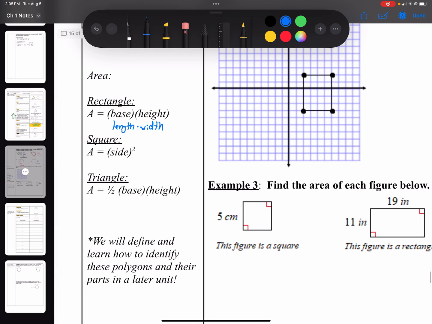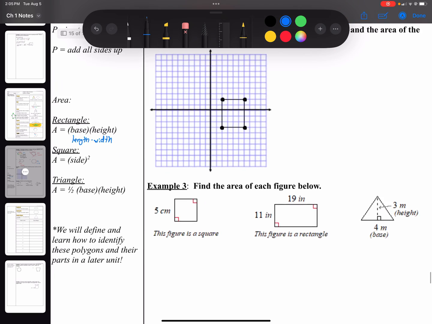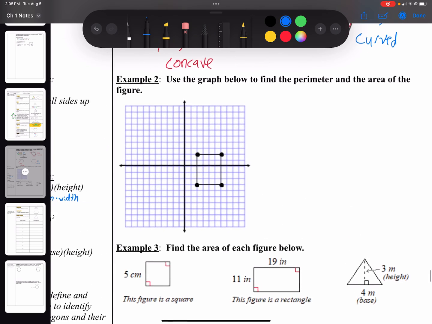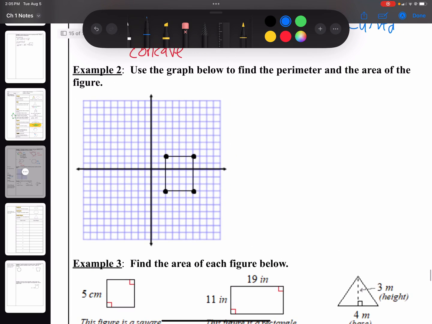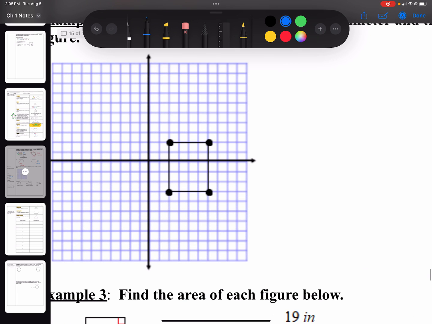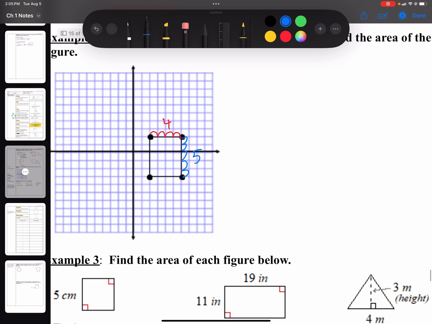Now we're going to define and learn how to identify all these polygons in a later unit that you see here. But for now, let's follow these directions. Use the graph below to find the perimeter and area of the figure. Okay, well, these are horizontal lines, so we don't have to use the distance formula. We are allowed to count them. This has a length of 1, 2, 3, 4. This is 1, 2, 3, 4. Okay, that's 4. This has a length of 1, 2, 3, 4, 5. So that is a rectangle. It's 4 by 5. So that's 5, that's 5, that's 4, that's 4.